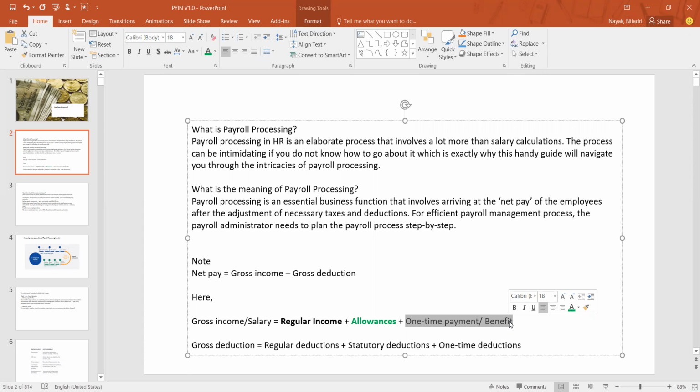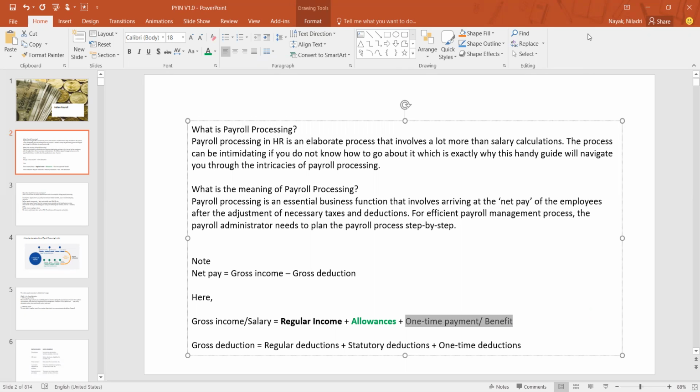If it is a one-time payment, suppose there is a festival. Nowadays the festival season is coming up, Durga Puja, Diwali and all. In those cases, some organizations give a one-time bonus. So in those cases, either you can pay through info type 0015, or if you would like to pay it outside the payroll run, we have another info type called 0267.